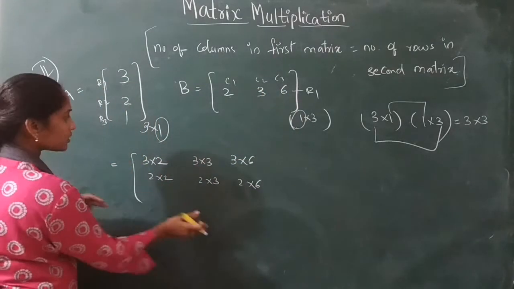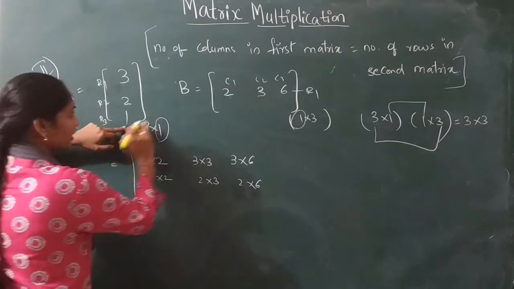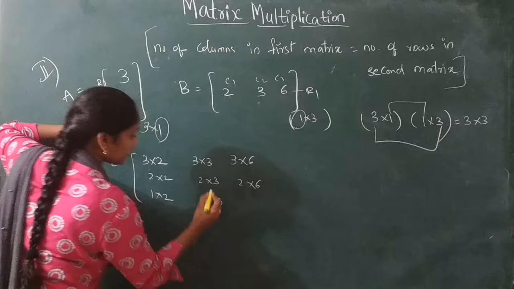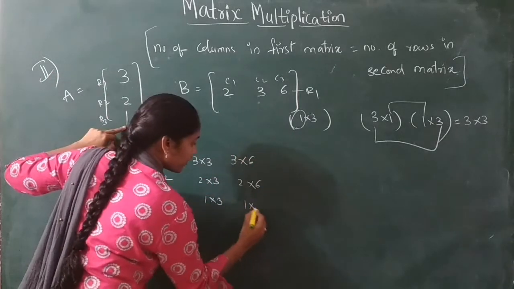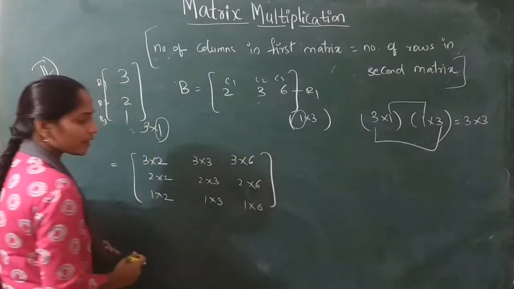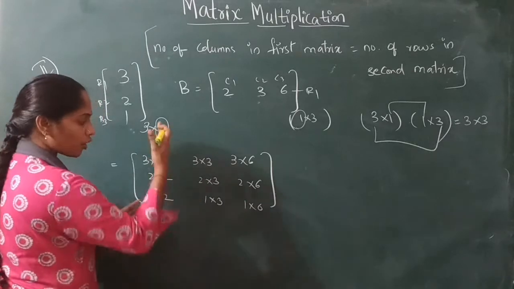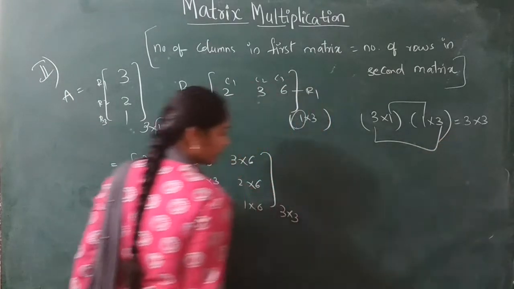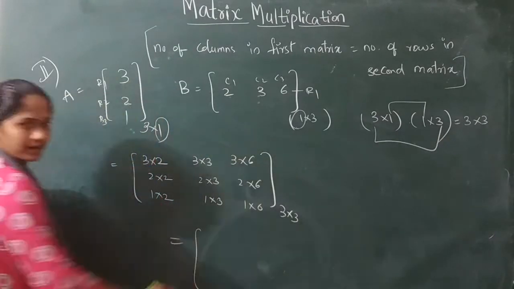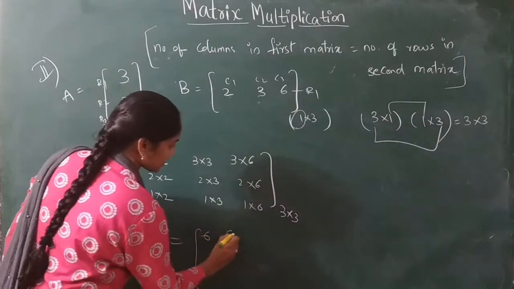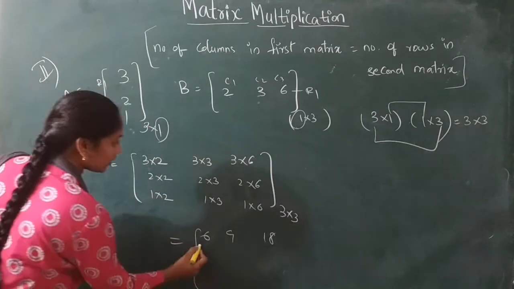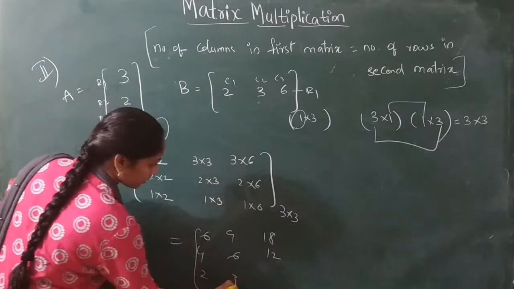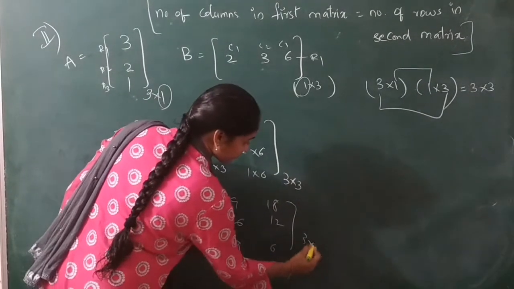So again for R3 you have to use R3. 1 2s, 1 3s, 1 6s. How many rows are there? 1, 2, 3 rows. How many columns? 3 columns. So is the resultant 3 cross 3? Yes. So this is our resultant 3 cross 3: 6 9 18, 4 6 12, 2 3 6, 3 cross 3.